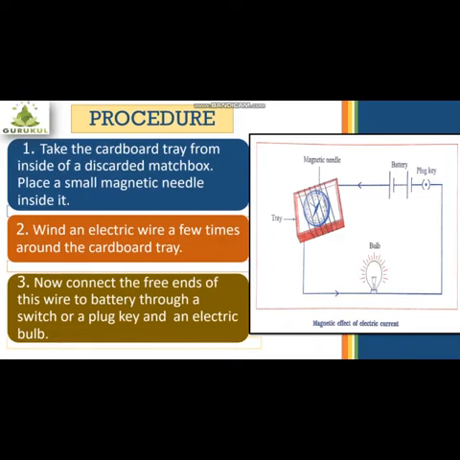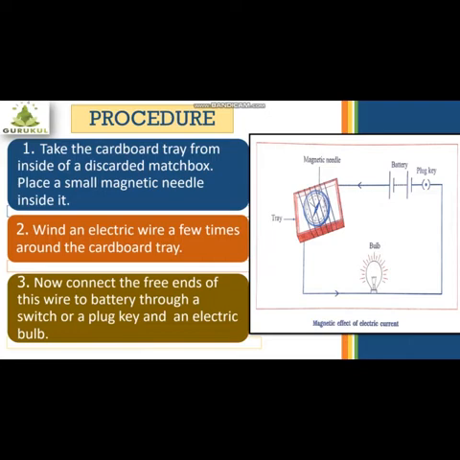What is step number 1? Take the cardboard tray from inside of a discarded matchbox and place a small magnetic needle inside it. Can you see how it is placed? The next step is to wind an electric wire a few times around the cardboard tray. So I have to take the electric wire and wind it continuously, a few times around this cardboard tray.